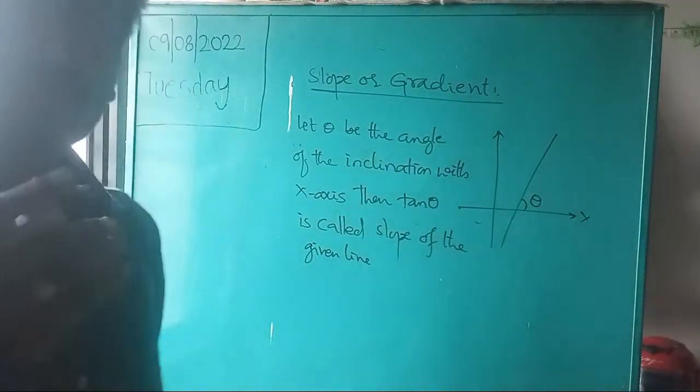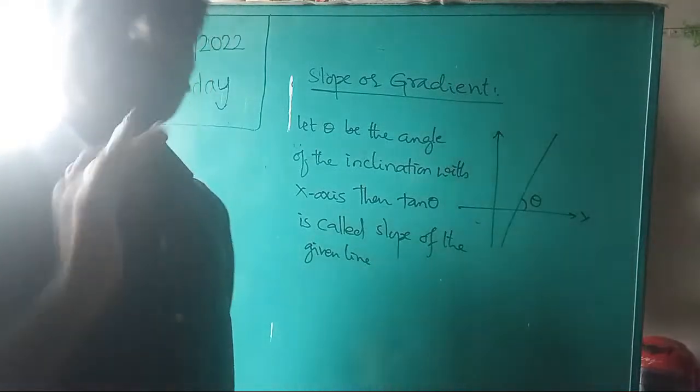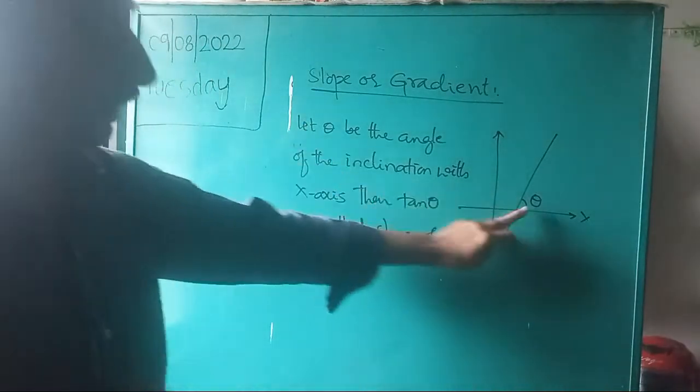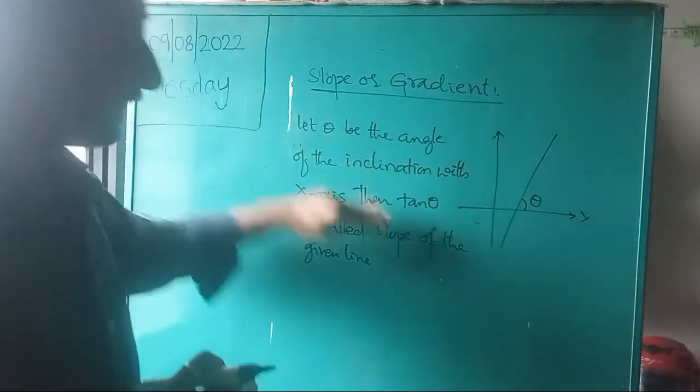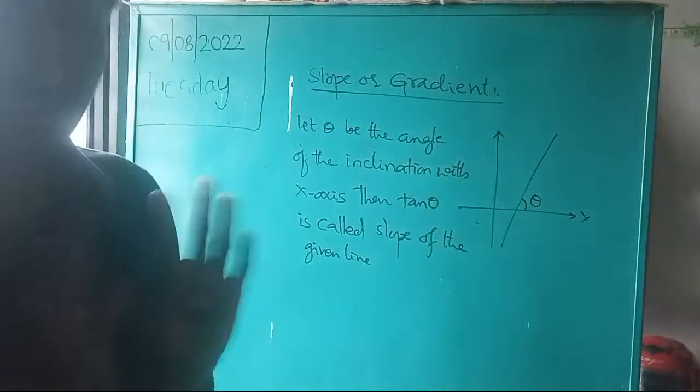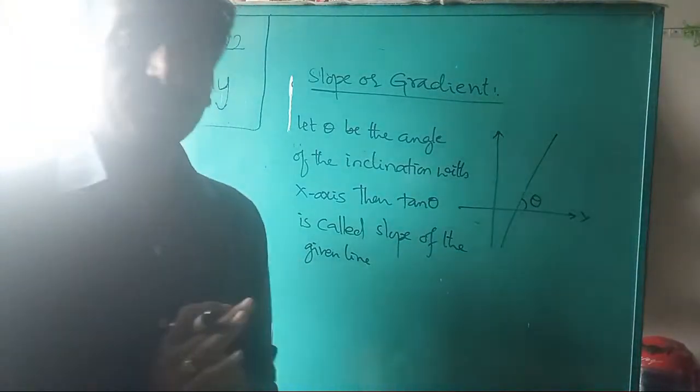Okay, so the slope of the line is very clear. What is the slope of the line? When you find an angle theta here, its inclination in terms of the tan function, we call it the slope of the line. It is called the slope of the line.